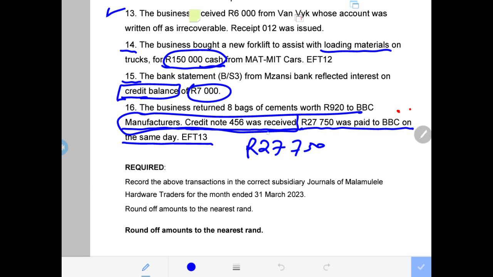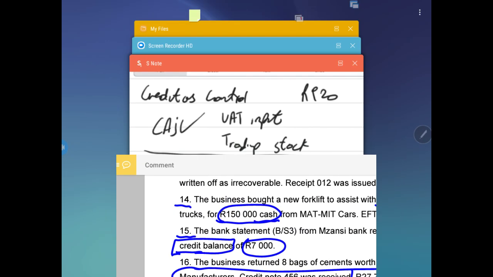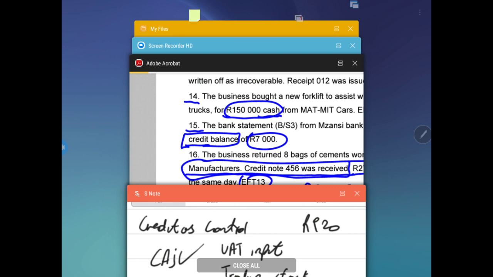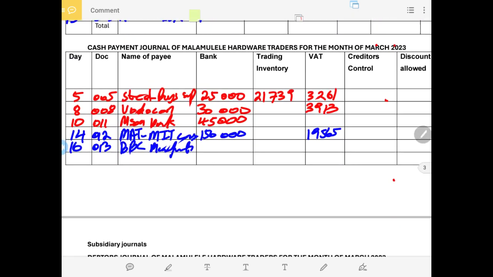Credit note, 27,000 was paid to BBC on the same day, and this is EFT number 13. So this is the payment that we have paid. We paid 27,750 as a cash payment. There is no discount mentioned. If there is no discount mentioned, that means what we have recorded is correct. So it will be the same, 27,750 in our cash payment journal.